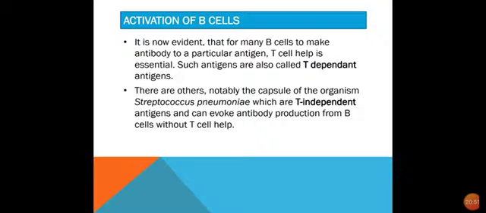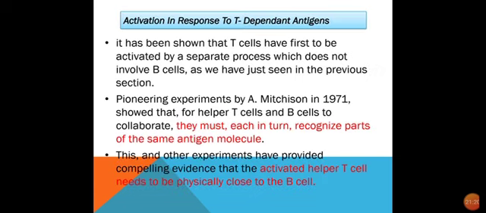Activation of B cells. It is now evident that for many B cells to make antibody to a particular antigen, T cell help is essential. Such antigens are also called T-dependent antigens. There are others, notably the capsule of the organism Streptococcus pneumoniae, which are T-independent antigens and can evoke antibody production from B cells without T cell help.